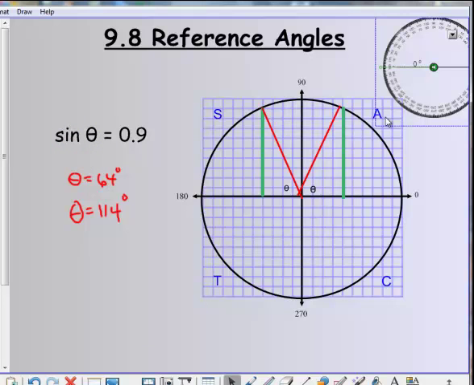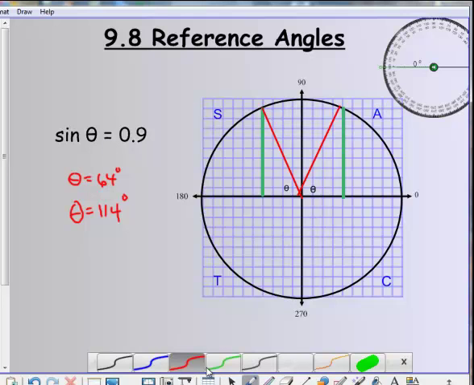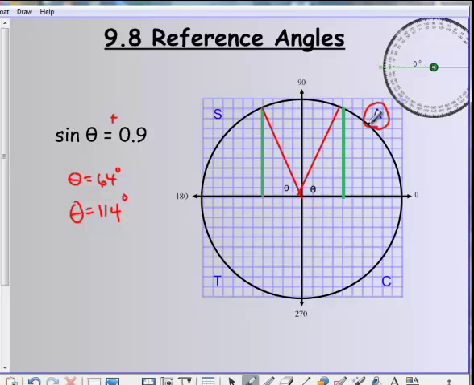And notice again our little "All Students Take Calculus." We knew that would have to be in quadrant 1 or quadrant 2 because sine is positive. And in quadrant A, S, that's where sine is positive.